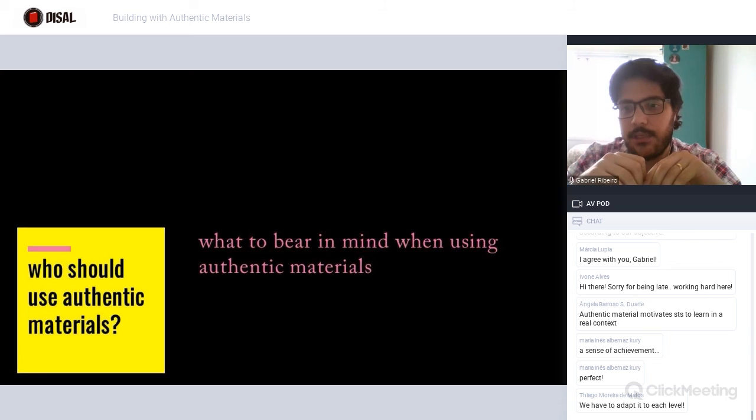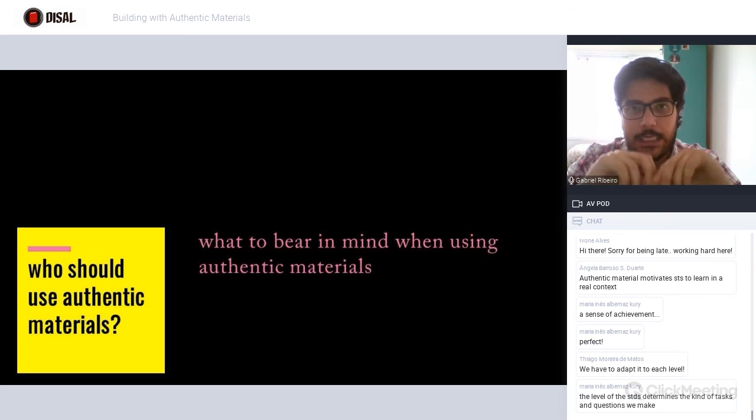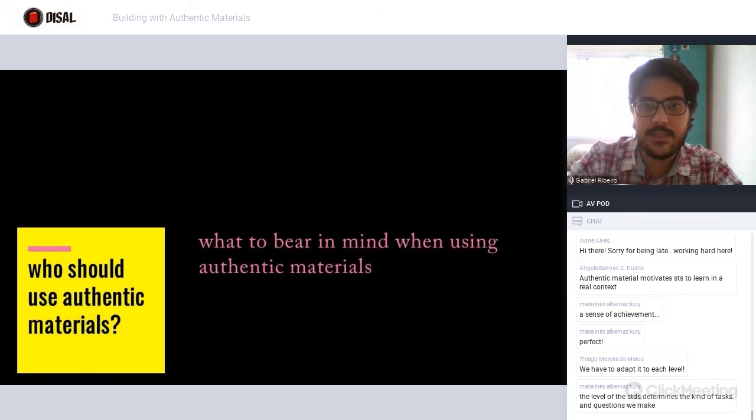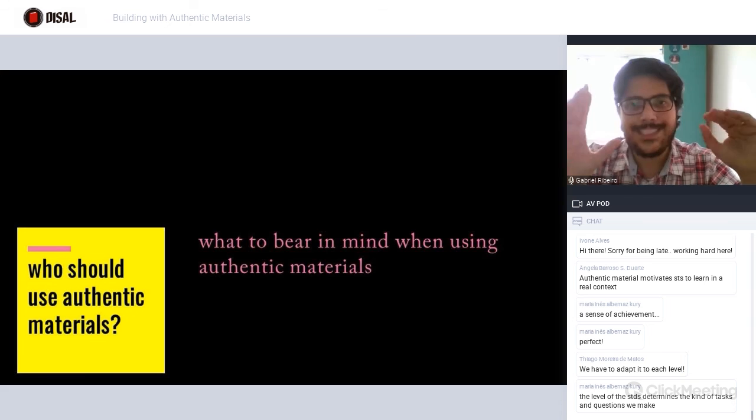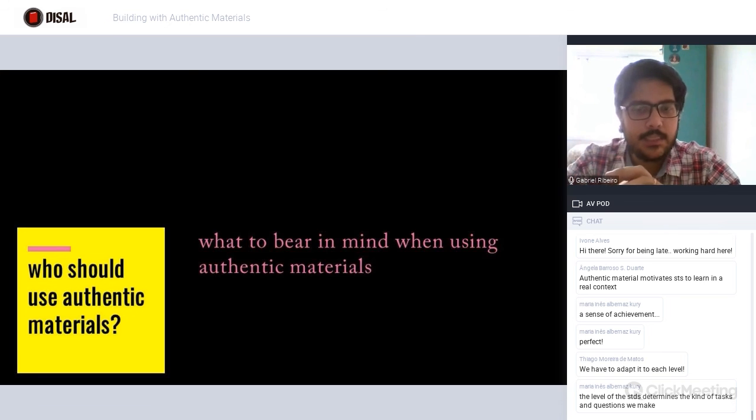We have to adapt, exactly, Thiago. So because we're not adapting the text, we're not adapting the audio, we're not adapting the reading, we're going to adapt what we ask of our students, what we need them to do with it, right? Perfect, Maria Inês. The level of the students is what is going to determine the task. So even if I use the same video 3 times with A1, B1, and C1, the things I'm going to ask them to do with it are going to be widely different, right?